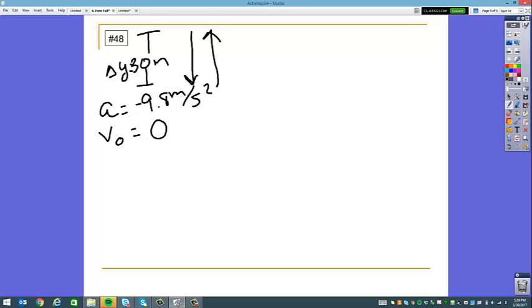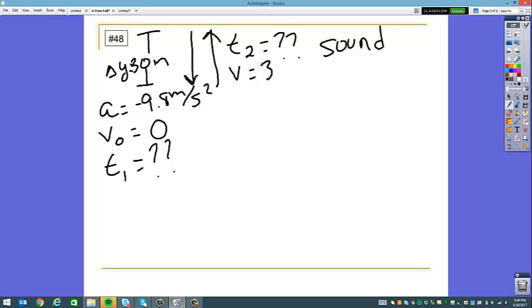So we're going to solve for the time on the way down, T1. Then we're going to find the time on the way up, where we're looking at sound, and we know the speed of sound is 340 meters per second. Then I can add my two times together to figure out the total time on the way down and back up.